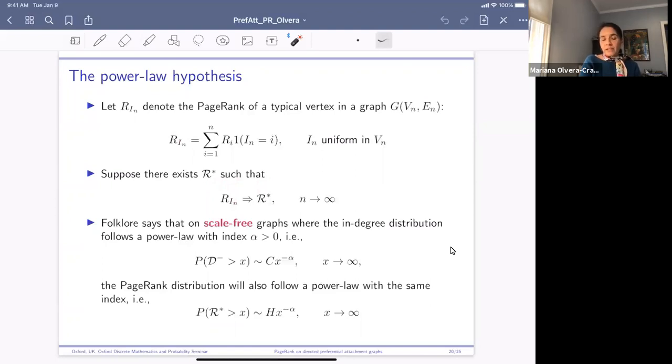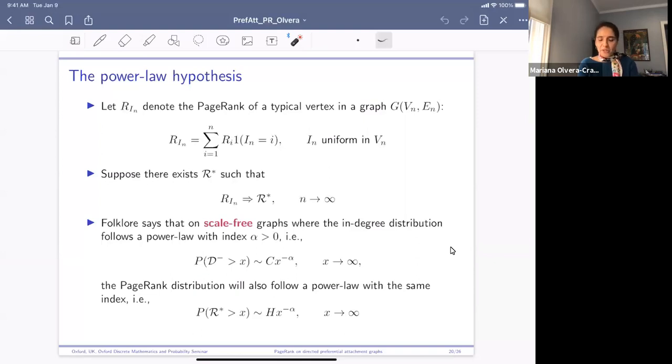Now, without going into any math, since I started working on this almost 15 years ago, the folklore in the internet literature has always been that if I give you a scale-free graph, one that has in-degrees that are heavy-tailed, PageRank will also be heavy-tailed. And this has been one of those things that everybody sort of takes for granted. It's always true. Any graph that you give me that is scale-free, or looks scale-free long enough, will have the behavior that the PageRank looks scale-free.